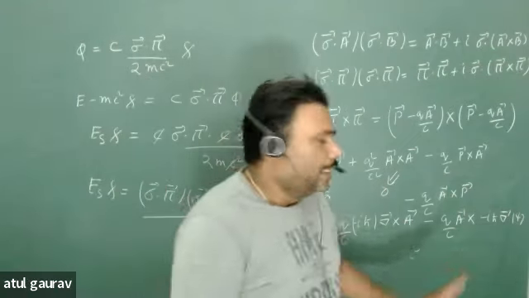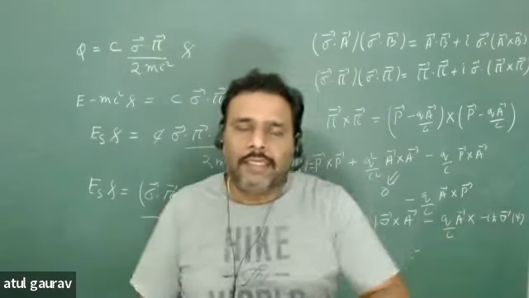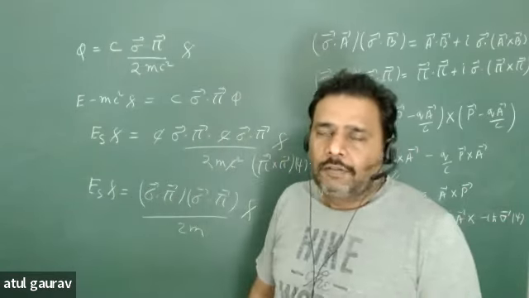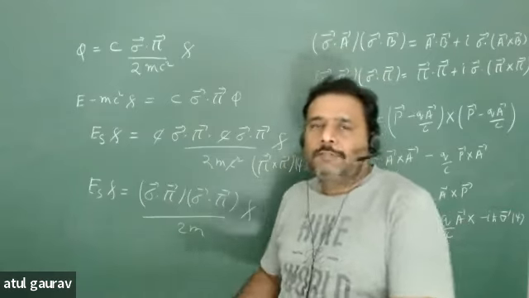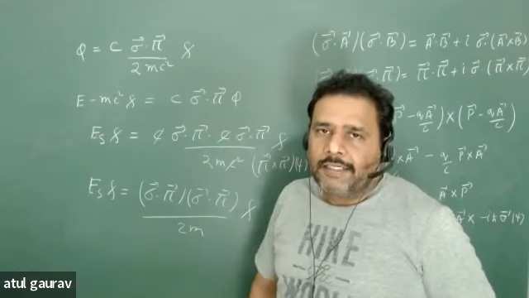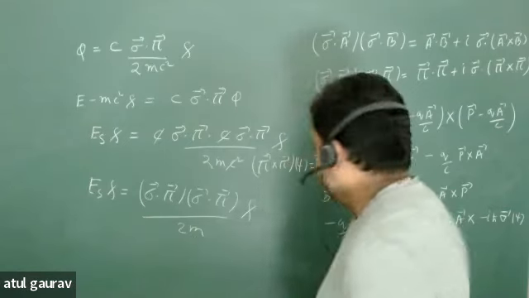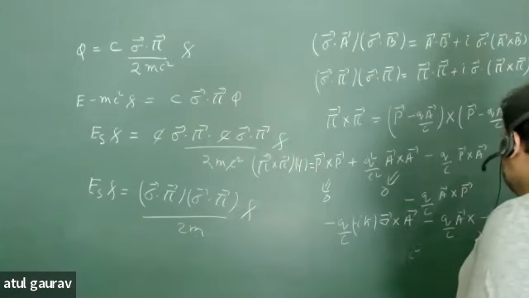Yes, sir. Del is a vector. This is a vector quantity. It will operate on any field. That value is what? 0. It will always operate on some scalar function, isn't it? Yes. Okay. So this value is 0.